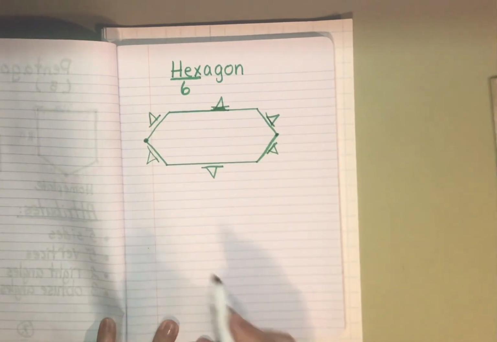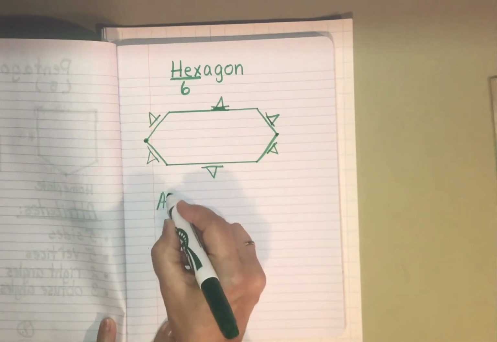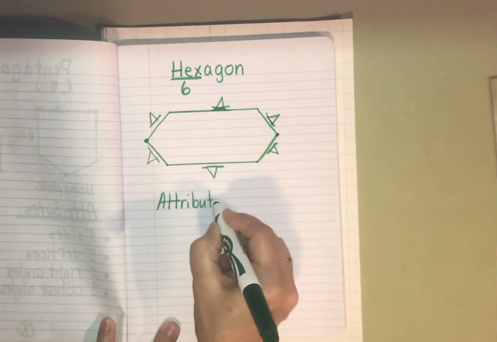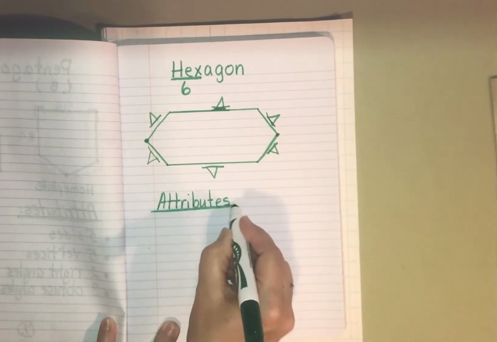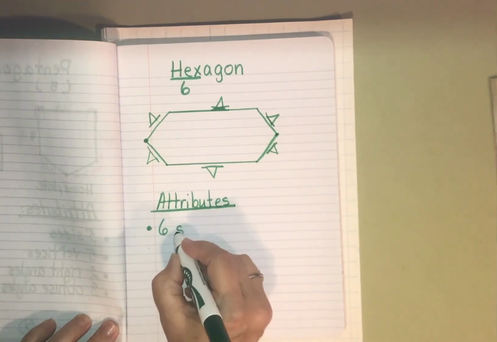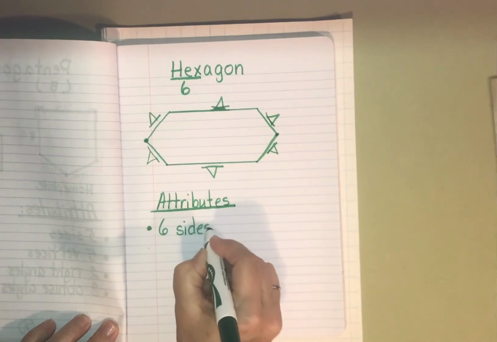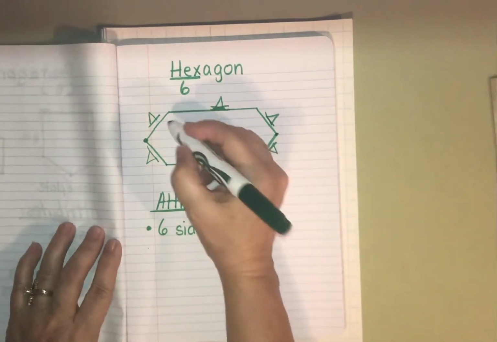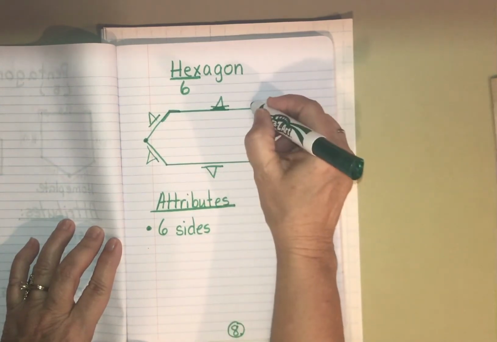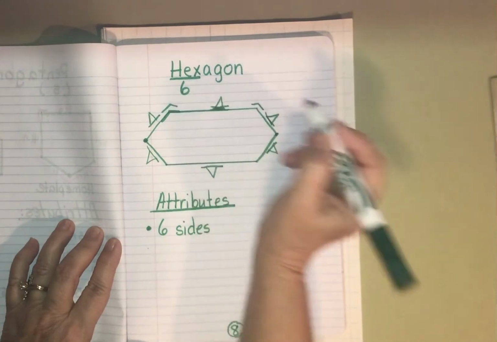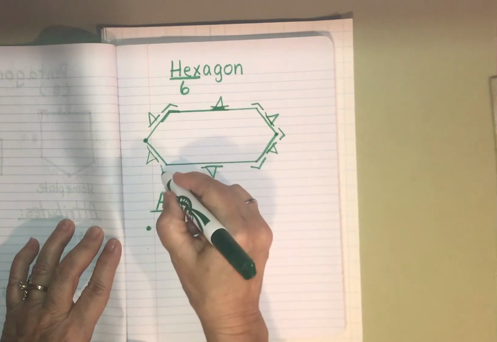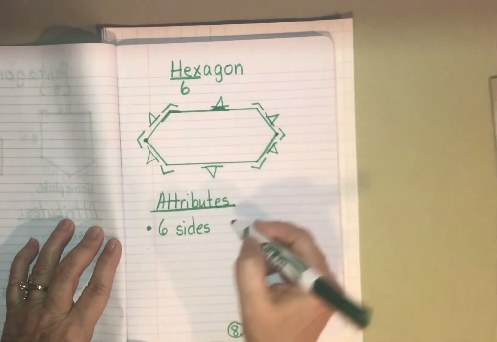Okay, now let's take a look at the attributes. And the attributes means what are the characteristics. One of the very first characteristics or attributes that we have is that it has 6 sides. Okay, and then we're also going to take a look at the angles. So I've got 1, 2, let's put those on the outside. We've got an angle here, 3, 4, 5, 6 angles.